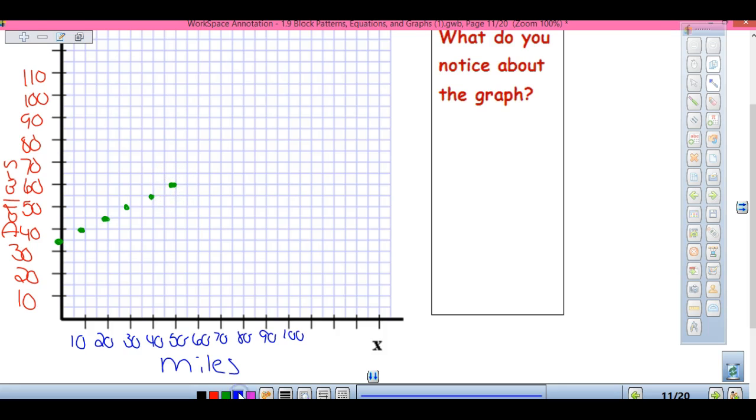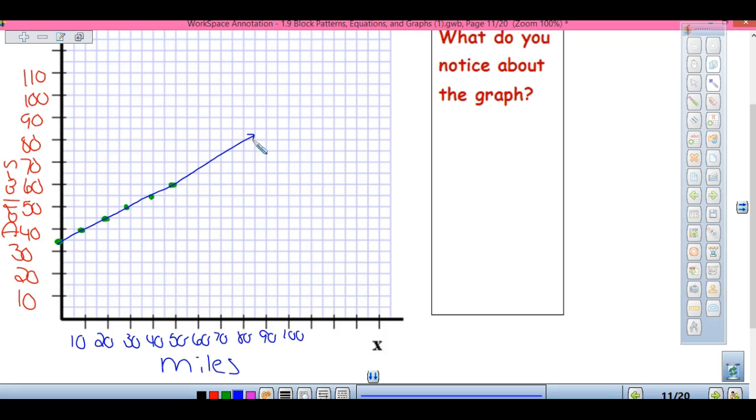Okay, and once you get to there, can I drive a half a mile? Yeah, definitely. So, should I connect these dots? Yes. And the reason why I can connect these dots is because I can drive parts of a mile.